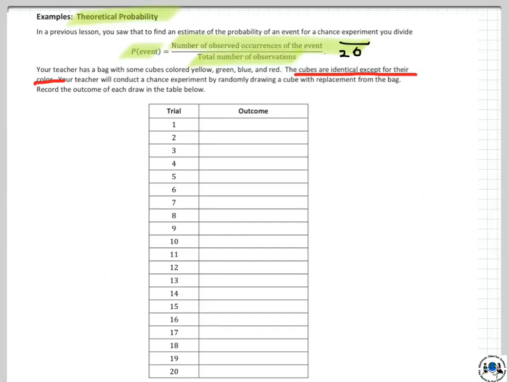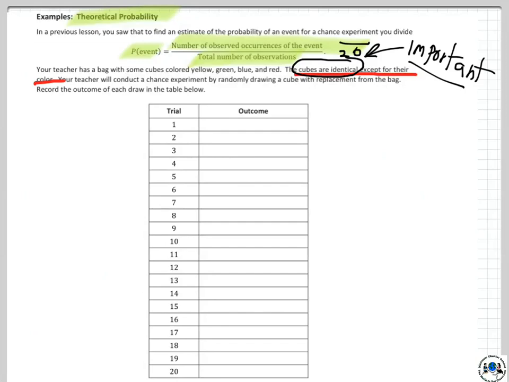I had found a small paper bag, and inside of it I put some cubes. The cubes were identical except for their color. Now that is a very important point, and very important in science. This idea of we control all the other variables. The only thing that is different about these cubes are their colors.